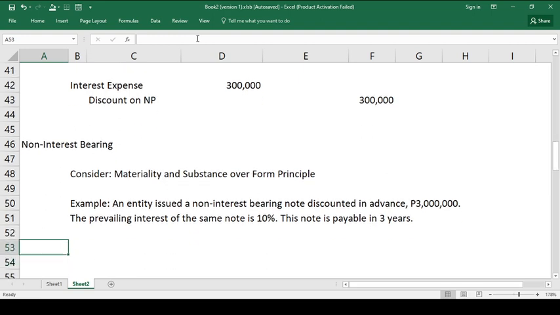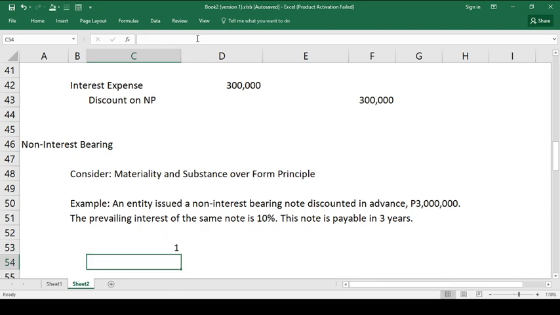So, paano po natin to compute? And obviously, let us determine the present value of the note. Well, what is the present value of the note? Considering that the prevailing interest is 1.1, okay, let us divide 1.1 by itself for 3 times. That's how we are going to compute that, no?